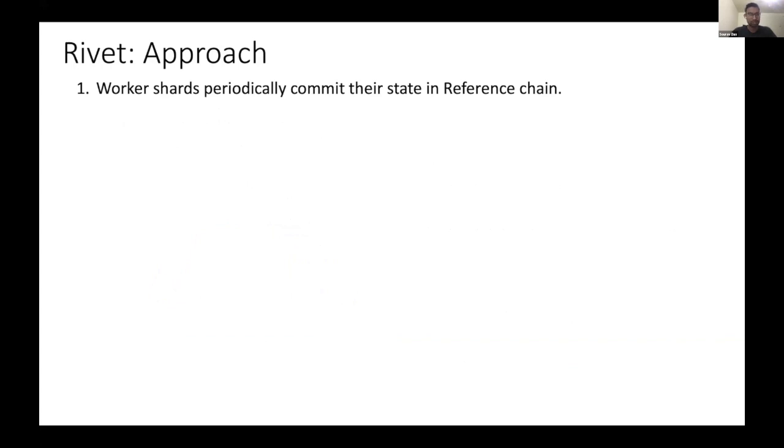So here is our approach. First, worker shards periodically commit their state in the reference chain, and this state commitment is equivalent to a promise that if the worker shards see a new cross-shard transaction, they will execute it on top of the latest committed state. This is the crucial difference from two-phase commit, where shards commit their state only after seeing a cross-shard transaction. But in Rivet, each shard proactively commits their latest state to the reference chain.